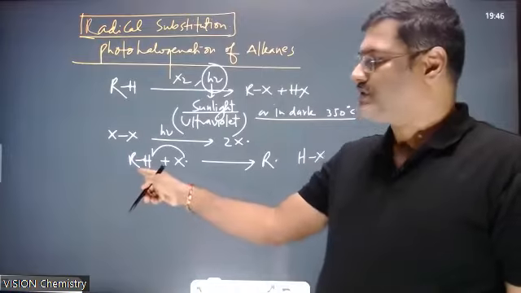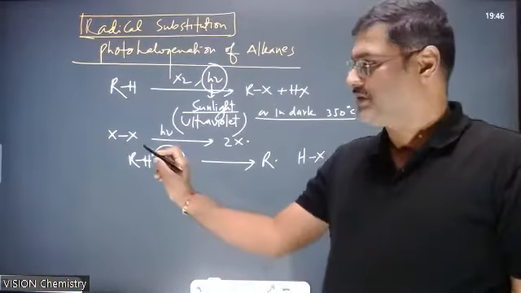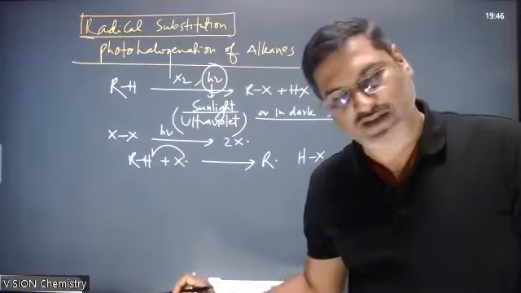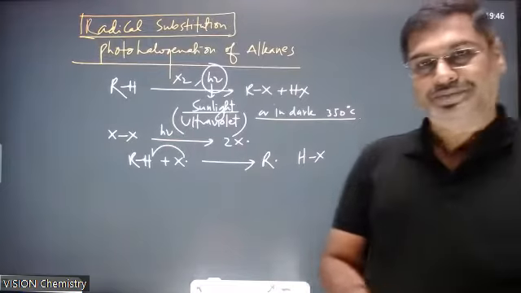What bond dissociates here? The CH bond. R represents the alkyl group, and there is a C, so CH bond dissociation takes place. Alkyl free radical forms, and HX. Right?